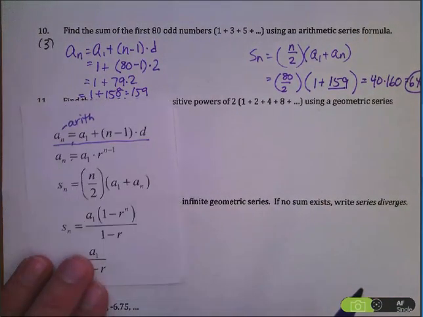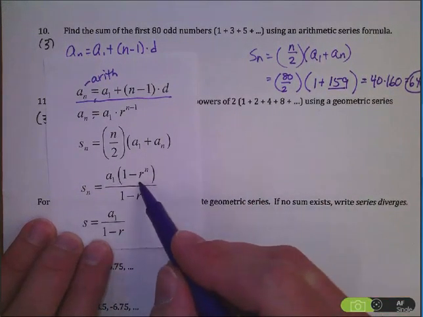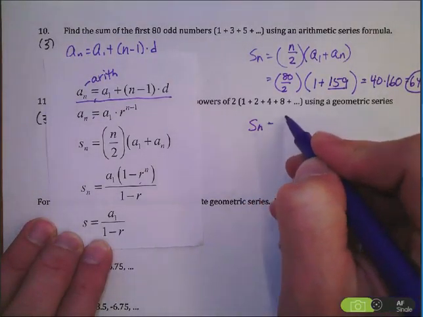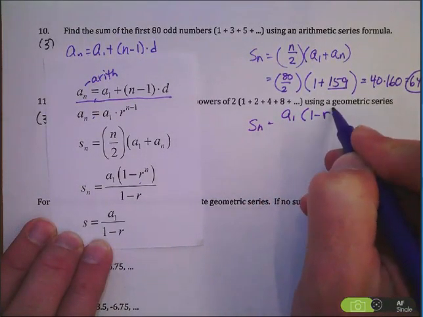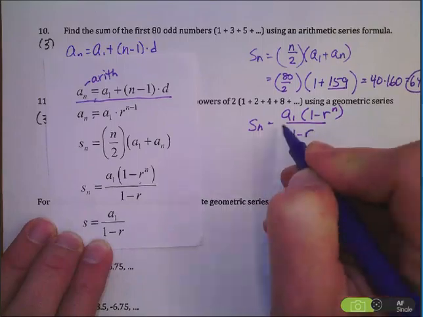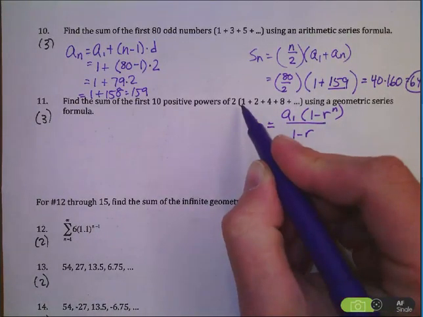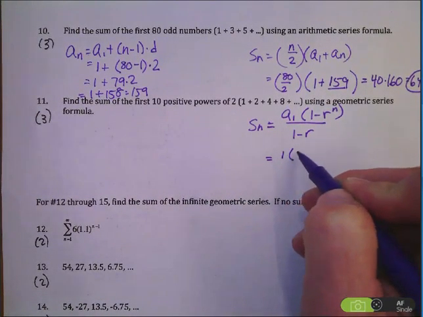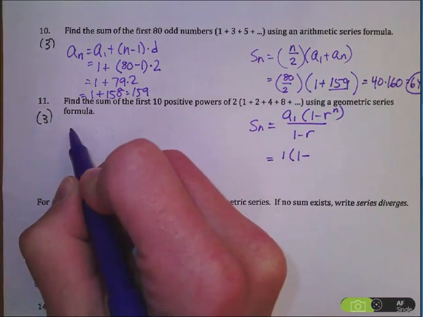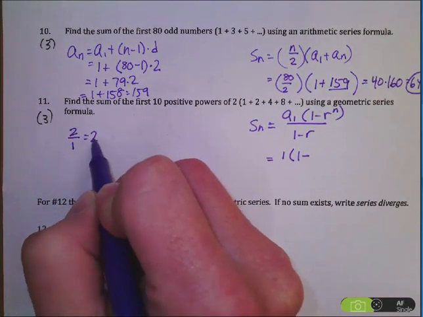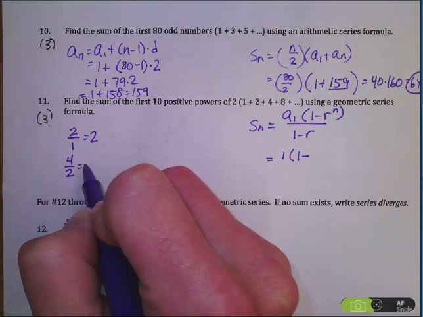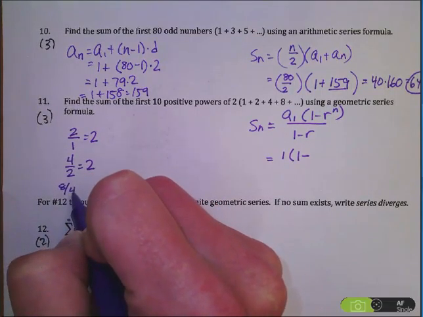And the geometric series formula is this fourth one here. It's s sub n equals a sub 1 times 1 minus r to the nth power over 1 minus r. In this problem, we know the first term is 1. The ratio, if you aren't sure, you can divide any term by the previous term. So if you do 2 over 1, or 4 over 2, or even 8 over 4, you get 2.